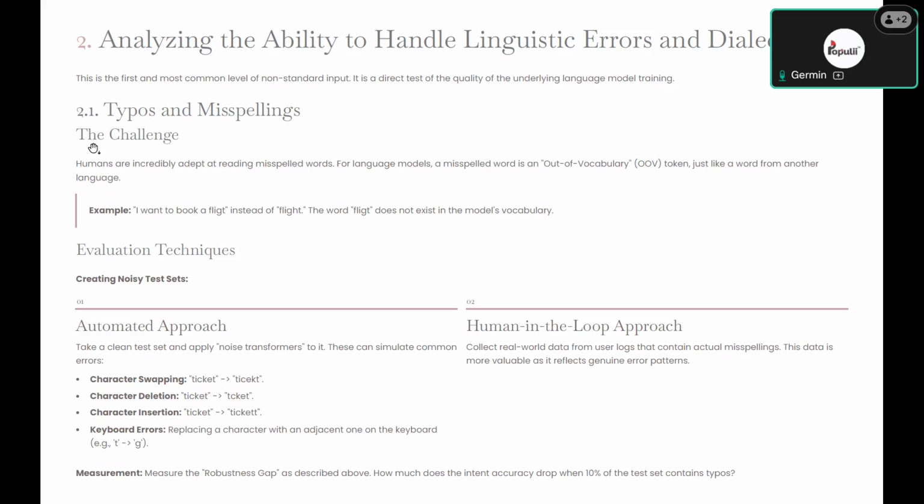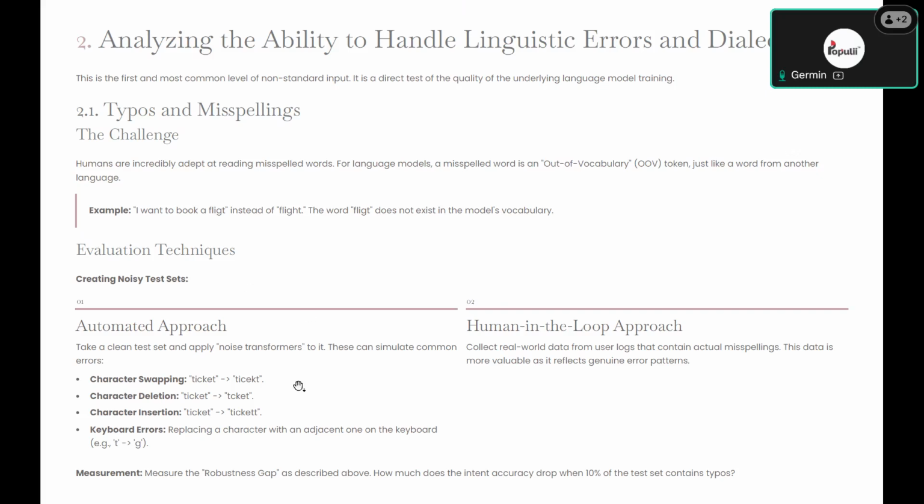So for example, if someone types, "I want to book a flight," and if you see, the letter H is missing, so the word flight doesn't exist in the model vocabulary. So the chatbot might get confused or even fail to understand the whole sentence. That's why evaluating how a chatbot handles typos is so important, because it shows whether the system can adapt to real human behavior, not just perfect grammar.